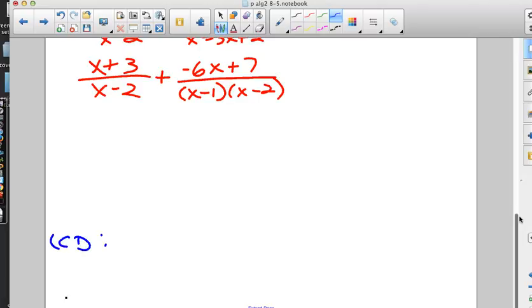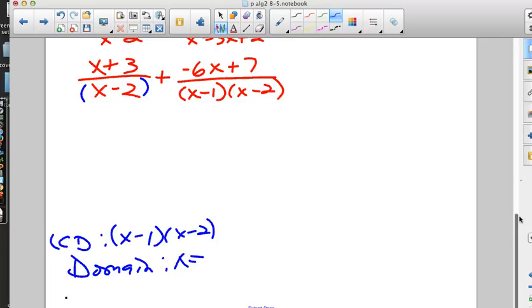LCD, both of them? Is that it? No stray anything anywhere? No, because this is a binomial right here. So x minus 1 times x minus 2, which means we're leaving what out of the domain? 1 and 2, they're out. Got it. So what's the first fraction need? Looks like it's short. Okay, it needs an x minus 1.